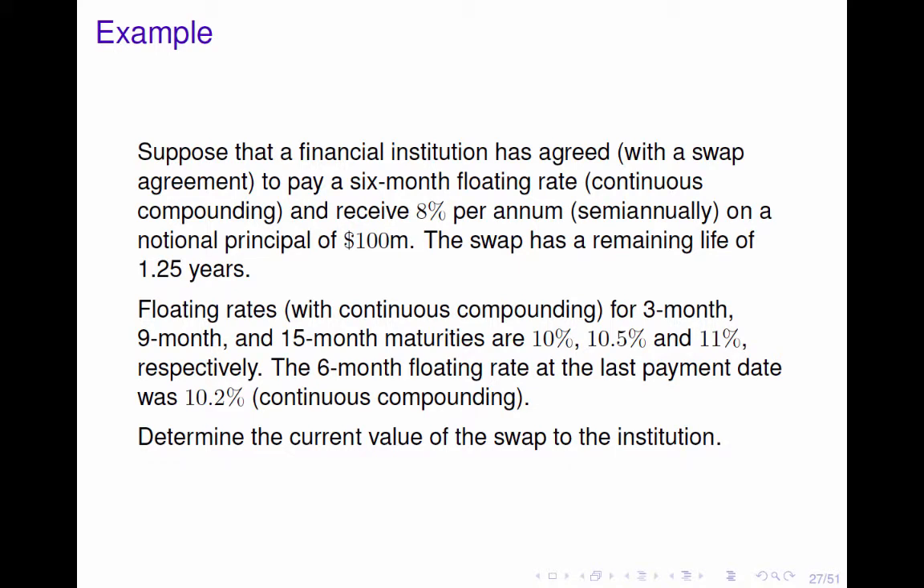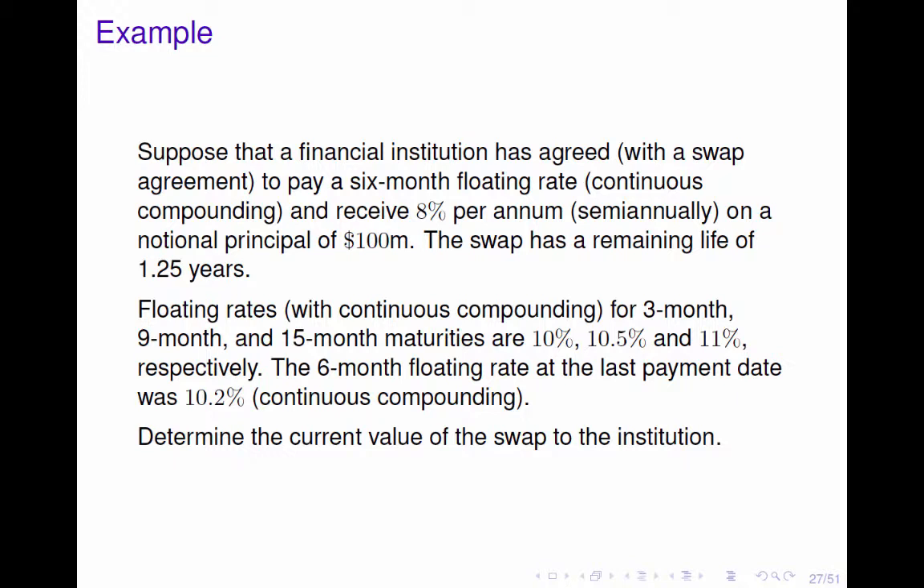Now let's take a look at an example. Suppose that a financial institution has agreed to pay a 6-month floating rate with continuous compounding and receive a fixed rate of 8% per annum with semi-annual compounding and a notional principal of $100 million. The swap has a remaining life of 1.25 years.